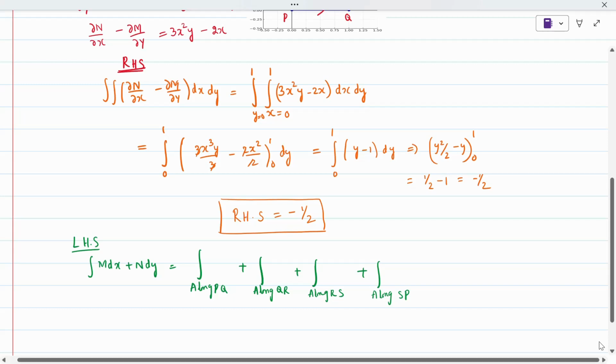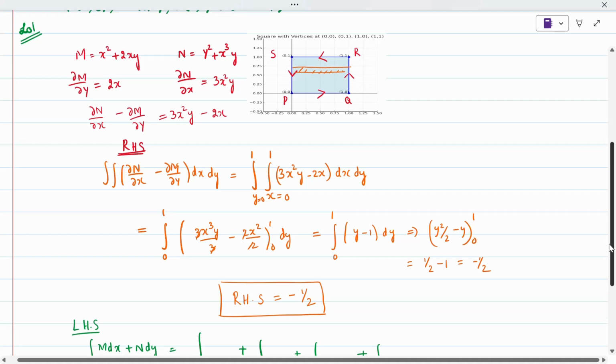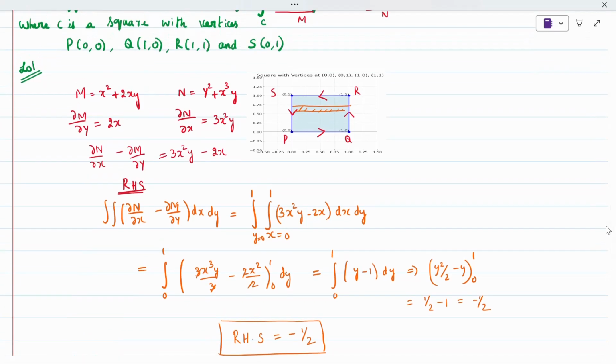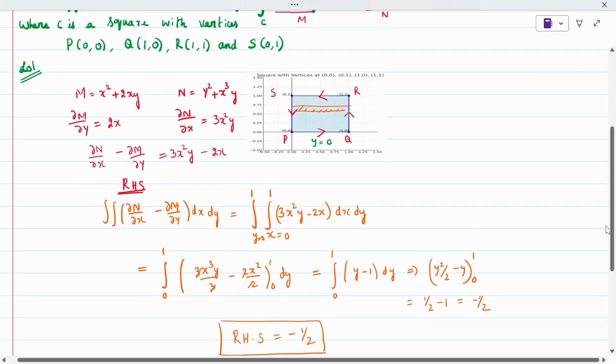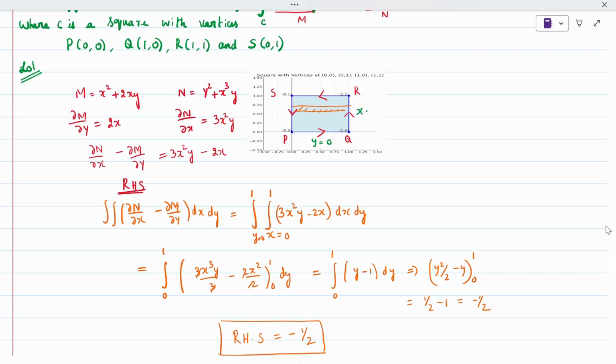Check in the diagram. When we take PQ, commonly y equals 0. When we take QR, both are 1, so x equals 1. When we take RS, y equals 1 commonly. When we take SP, x equals 0. You know this from the points. How did I write this, you may ask? Check here: the points x comma y are 0 here, also 0. Both are the same point, so that line has the equation y equals 0.